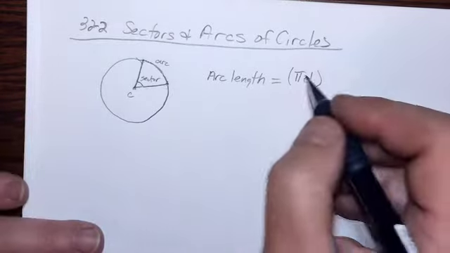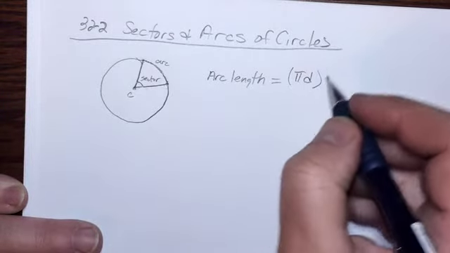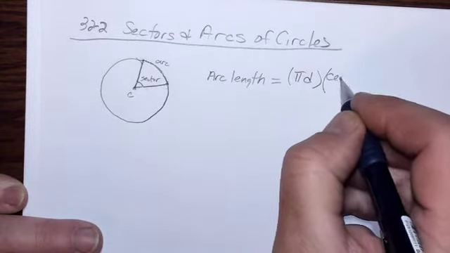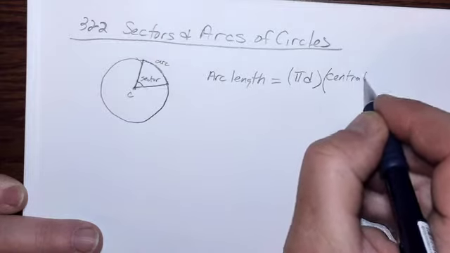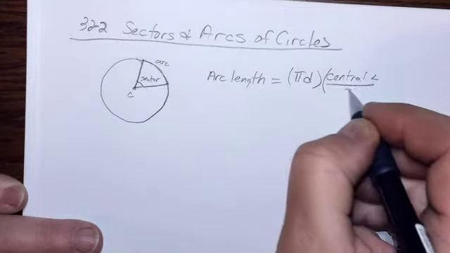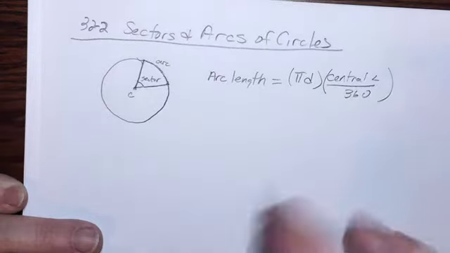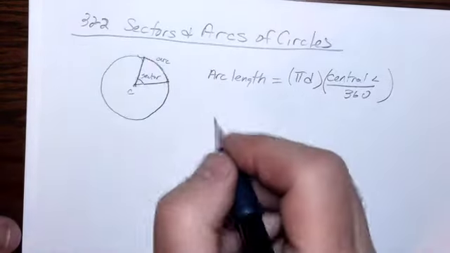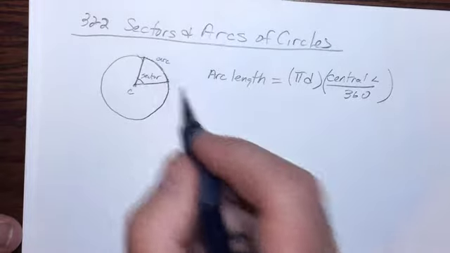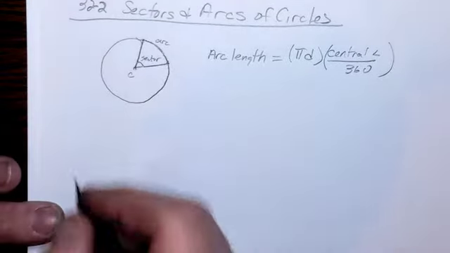And so all you do is take pi times the diameter, and you take whatever the central angle is and divide it by 360. That gives you the fraction of the circle that you have. And that's how we find what an arc length is. So let's look at an example.